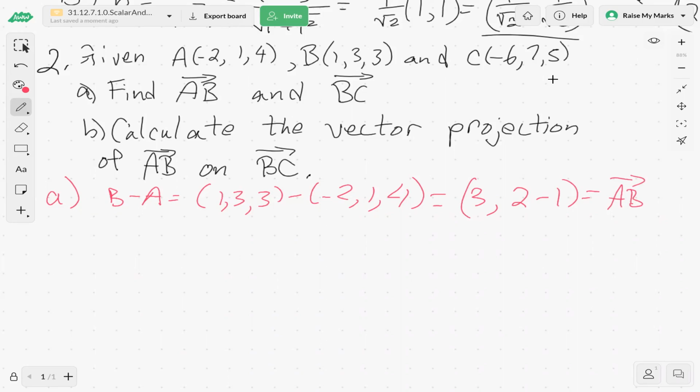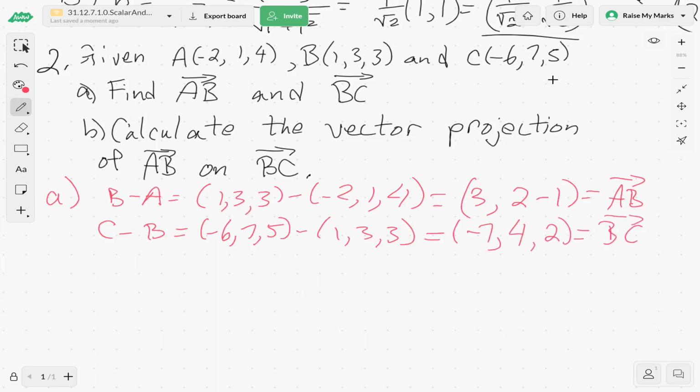Let's calculate our second vector, C minus B. Okay, -6, 7, 5 minus 1, 3, 3. You got that right? Yes. Okay, -6 minus 1 is -7. 7 minus 3 is 4. 5 minus 3 is 2, and that's our vector BC.